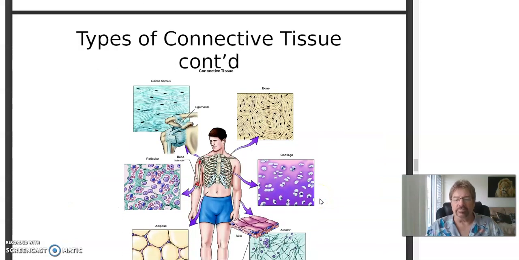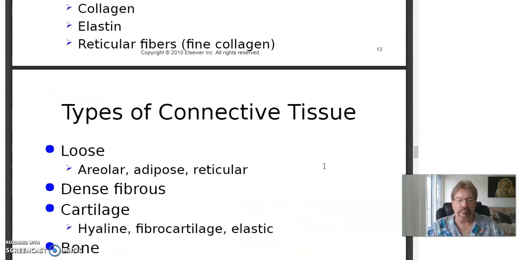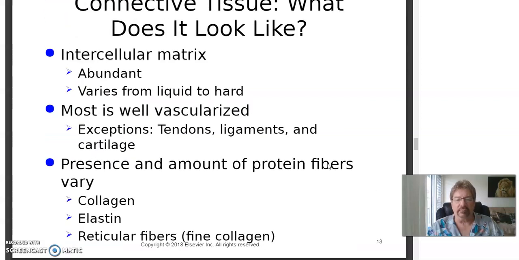Know the different types of connective tissue. There are 4 tissue types: epithelium, remember? Connective, nervous, and muscle. The different types of connective tissue: loose, dense fibers, cartilage, bone, blood, and lymph. Yes, blood and lymph, even though they're liquid, they are still connective tissue.